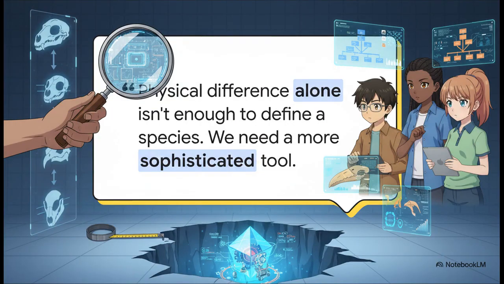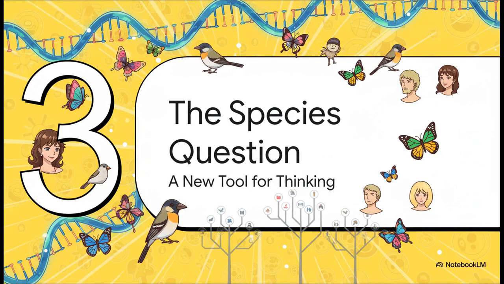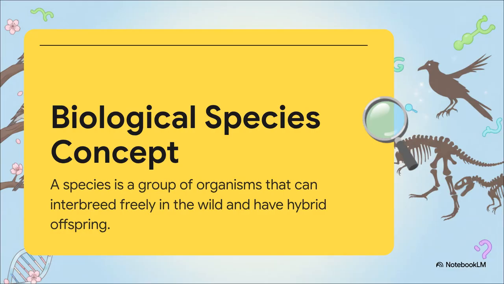So the whole strategy here is to create a problem for the students. You're intentionally guiding them to a place where they realize that their current tool, just looking at the birds, isn't good enough. This creates a genuine need, a real curiosity for a better, more scientific way to figure this out. And once they're practically begging for that better tool, the lesson delivers this new, powerful way of thinking about what a species even is. And here it is, the core idea of the lesson, the biological species concept.